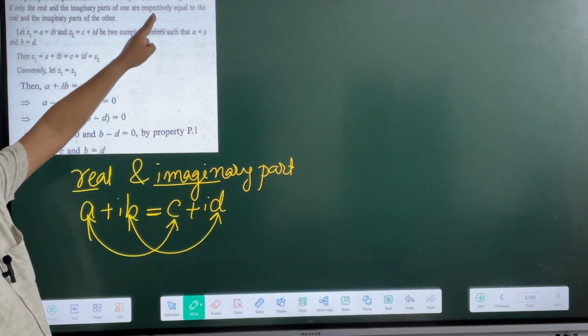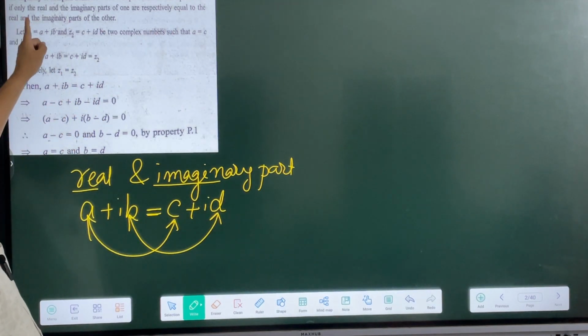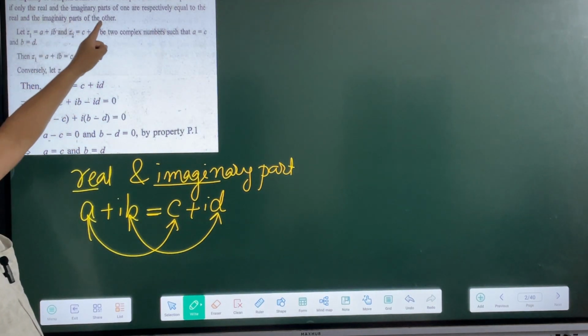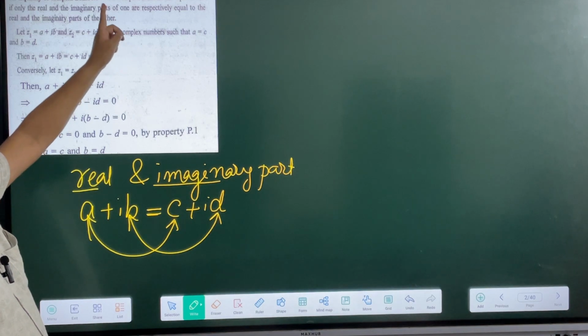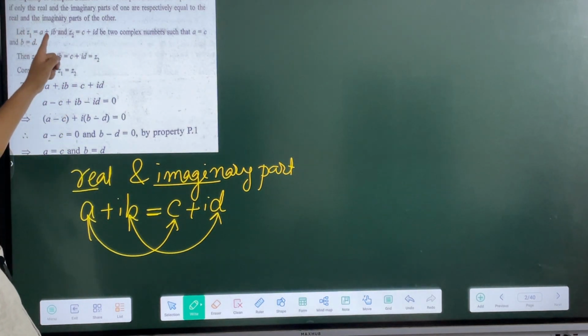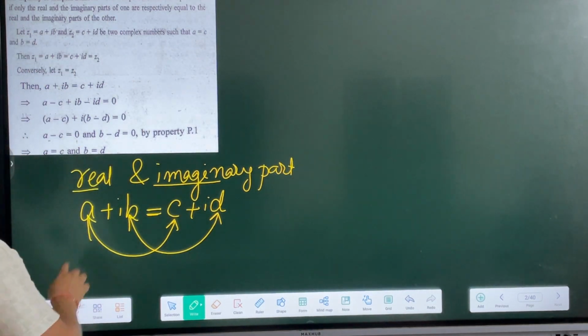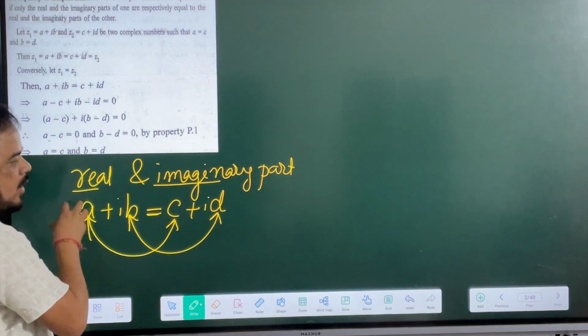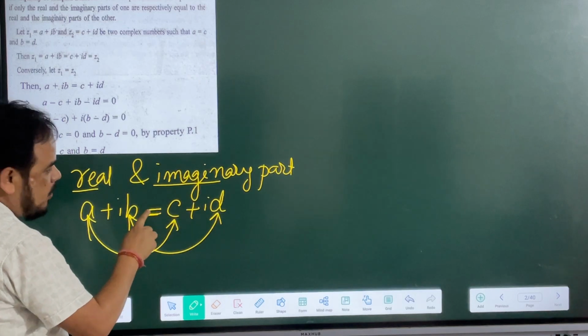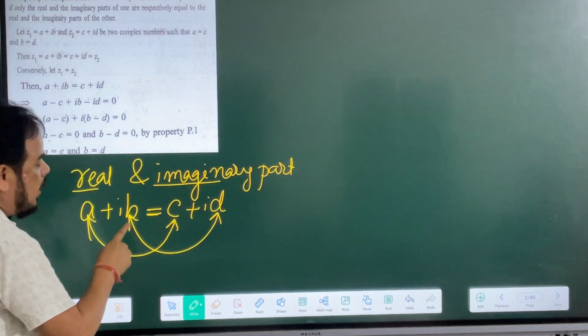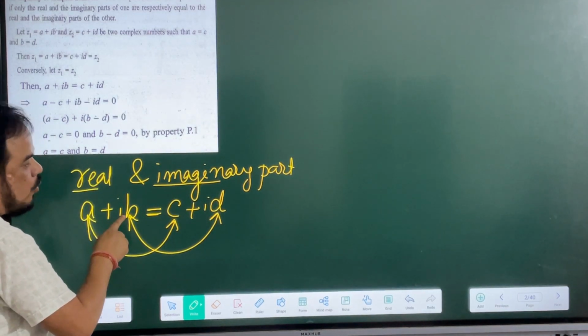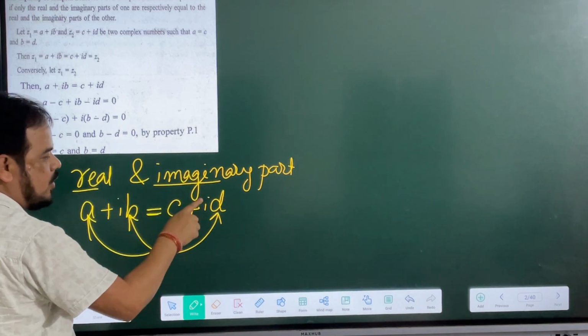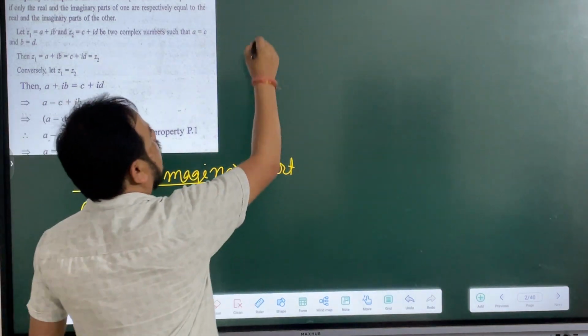Two complex numbers are equal if and only if the real and the imaginary parts of one are respectively equal to the real and imaginary parts of the other. Real part of this side equals the real part of this side. If there is an equal sign, then the imaginary part of this side will always be equal to the imaginary part of this side. Let me show you one more example.